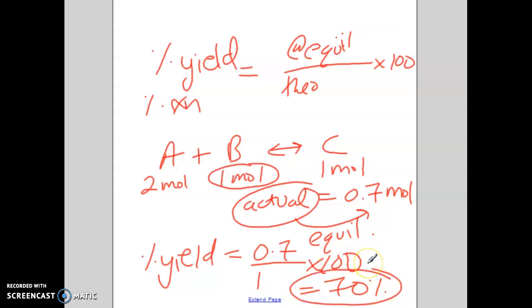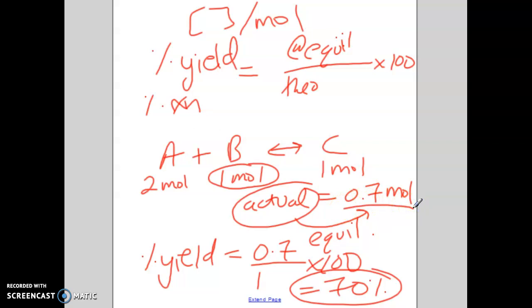So the percent yield, of course, would then be 0.7 over 1 times 100, which means we would have a 70% yield. Okay, so it's important when you're doing percent yield or percent reaction, you can do this with concentration values or mole values. You'll end up with the same answer no matter which one you use. So the actual yield is essentially equilibrium.